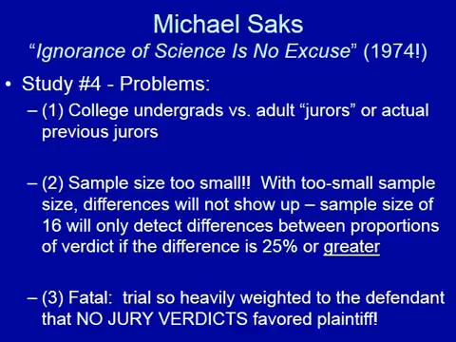Number 2, sample size was probably too small, according to Sachs. I mean, with a too small sample size, we know differences might not show up. So for example, you had a sample size of 16 here altogether, right? That's only going to actually detect statistically significant differences between proportions of verdicts if the difference is 25% or greater. So you actually need a huge difference to detect a difference when you have that small sample size. So that's a more substantial problem. But the really fatal flaw in this study is the last one. The trial they used on the videotape was so heavily weighted to the defendant that no jury verdicts, in fact, favored the plaintiff at all.